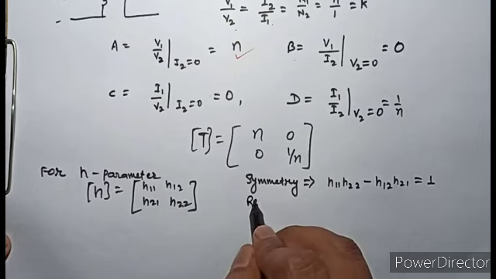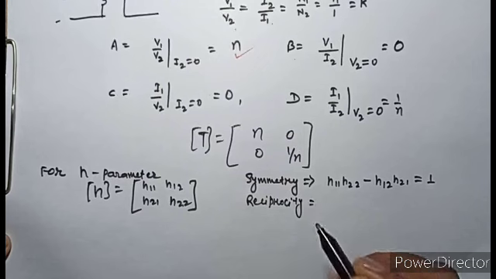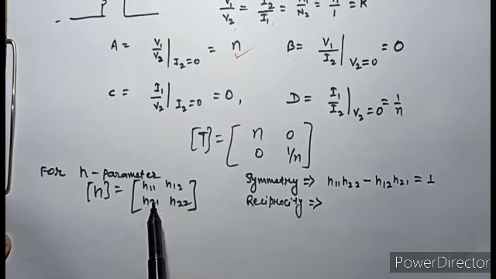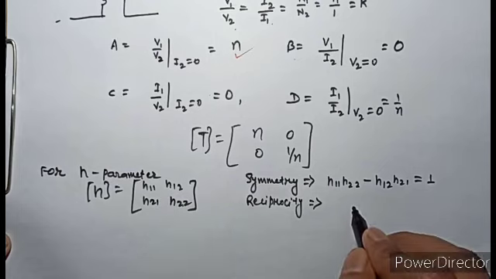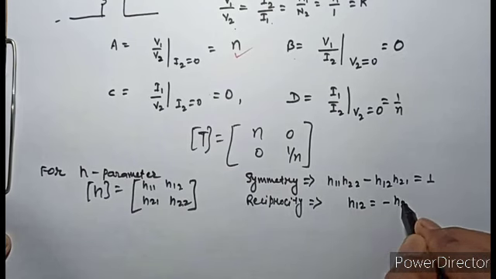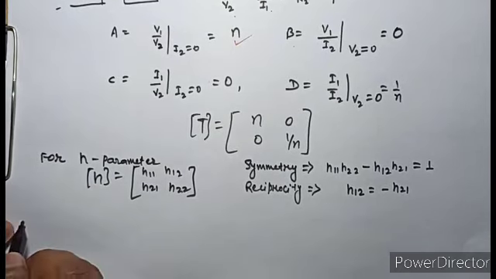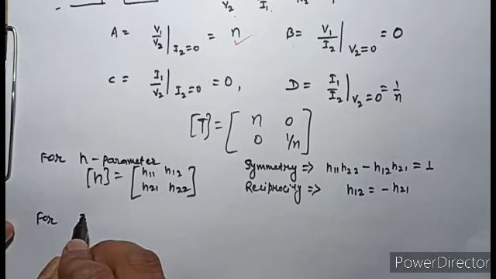And for reciprocity, the condition for reciprocity of H parameter is that these two parameters should have equal magnitude and opposite sign, means H12 should be equal to minus H21. Clear?